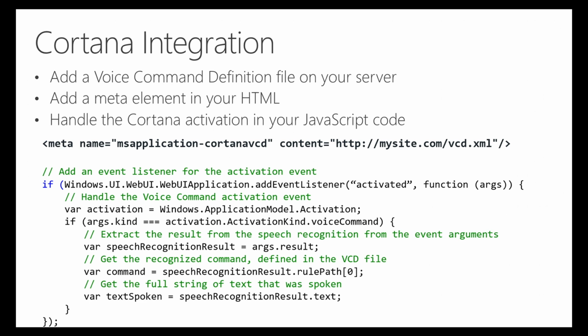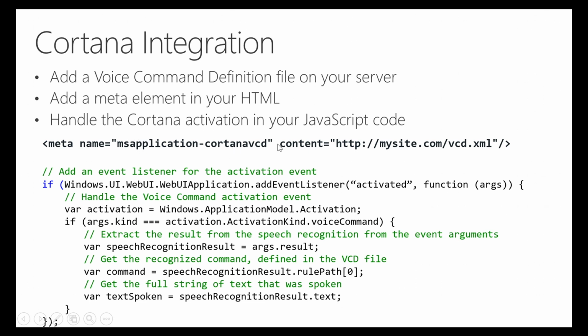But what we have today is the ability for you to add a voice command definition file on your server. This is an XML VCD file that Cortana uses for developers to specify voice commands for their application. So these commands are registered with the platform, and then when a user speaks to Cortana, it'll invoke the application and pass back the speech reco. Then you add a meta tag in your HTML, your start page.